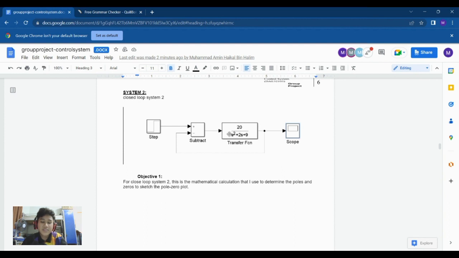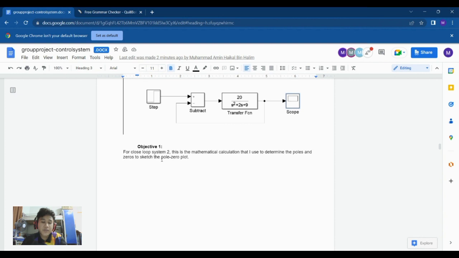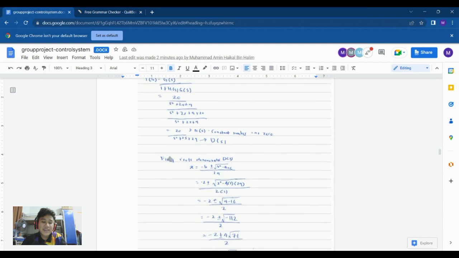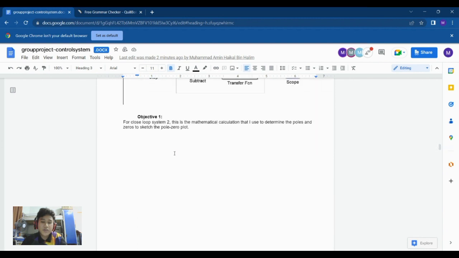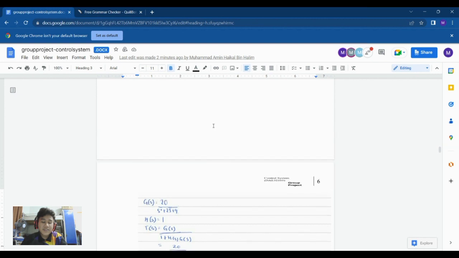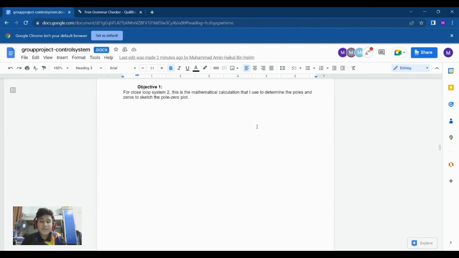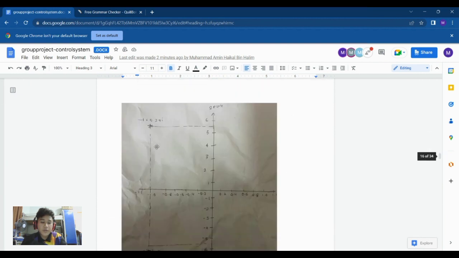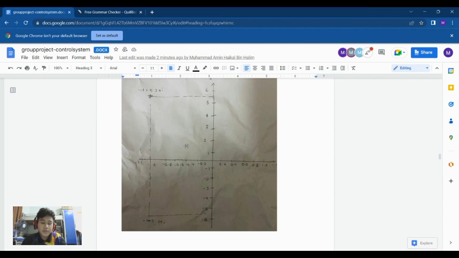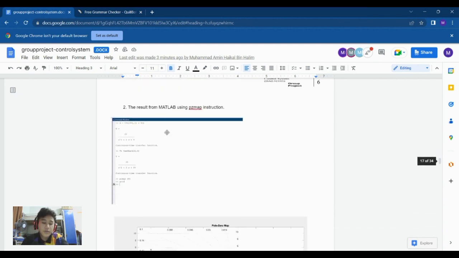The transfer function is 20 over s squared plus 2s plus 9. So for Objective 1, for Closed Loop System 2, this is the mathematical calculation that I use to determine the poles and zeros to sketch the pole zero plot. So I sketch the pole zero plot. This is the pole zero plot.